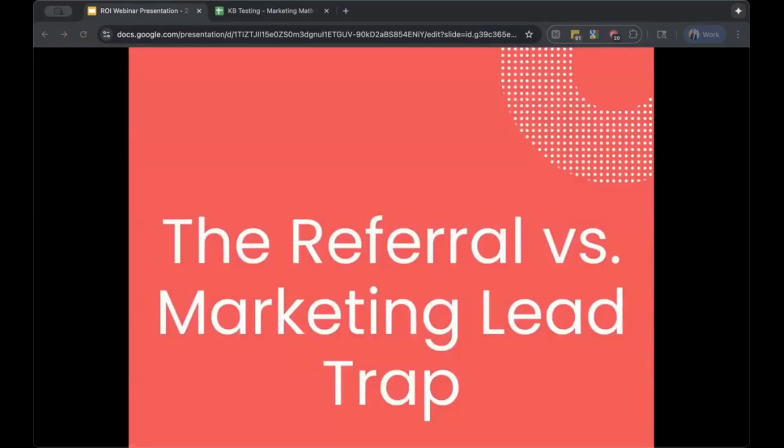All right. So let's go back to that referral versus marketing lead. If sales has a 20% close rate on referrals, then they're going to expect marketing leads to have that same 20% close rate. And when they don't, that's when they think the leads are bad or marketing isn't working.